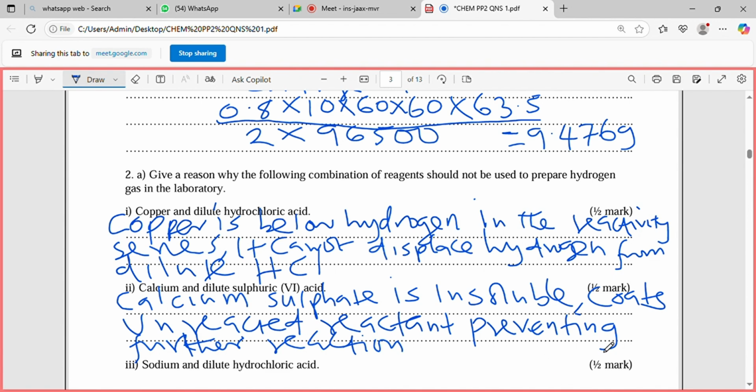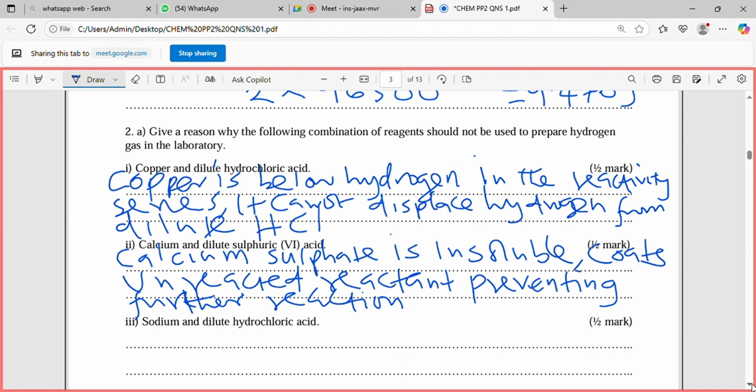Sodium and dilute hydrochloric acid. Why don't you use sodium to prepare hydrogen gas in the laboratory? Sodium reacts explosively with dilute hydrochloric acid.